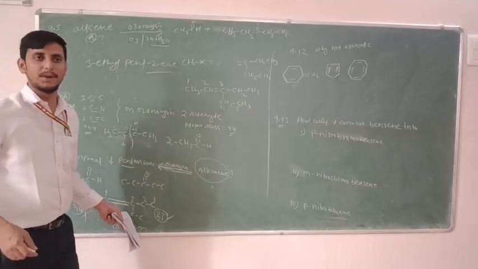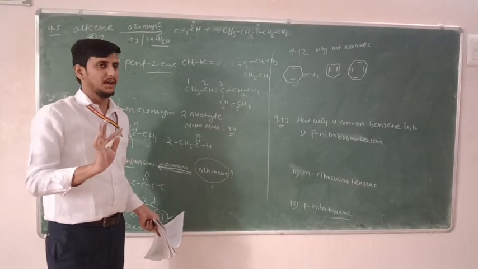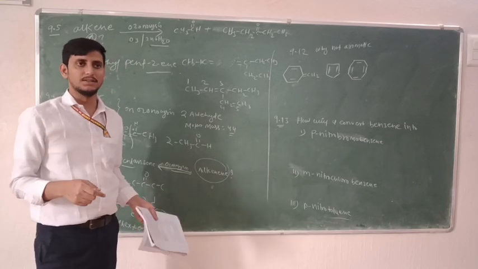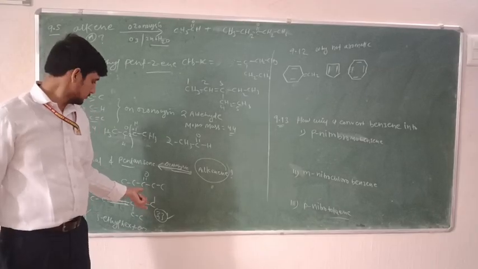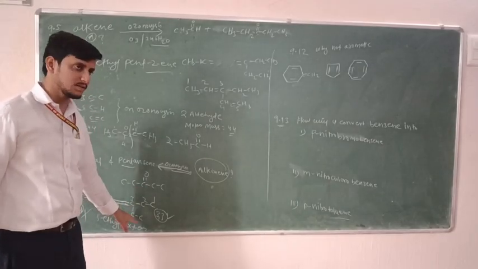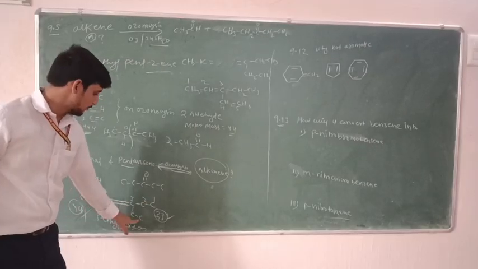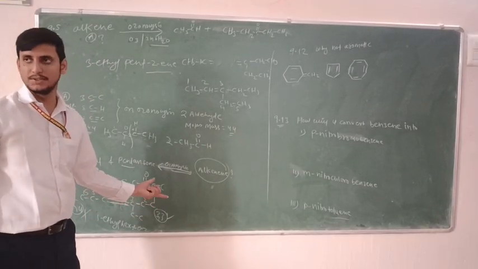In NCERT what is the given answer? 4-ethyl, no? That is incorrect, right? According to the rule, 3-ethyl has the lowest locant, right? Otherwise, if you give 1 2 3, it is the same from both sides, no?